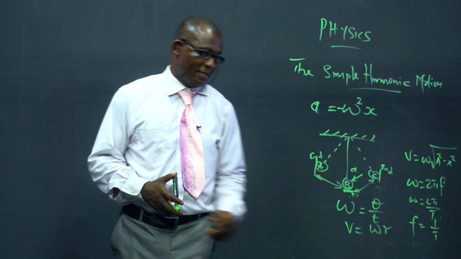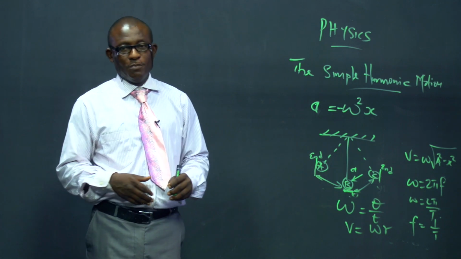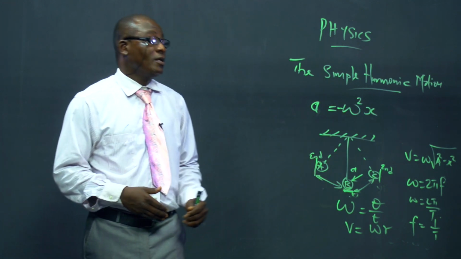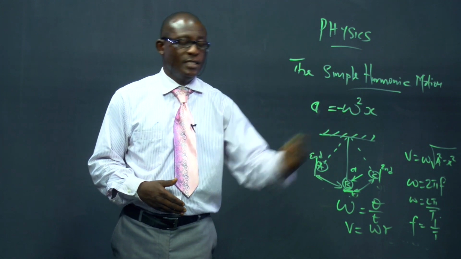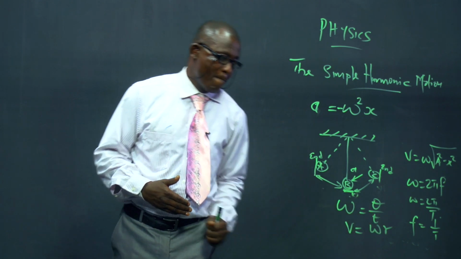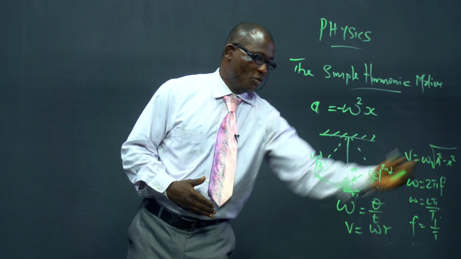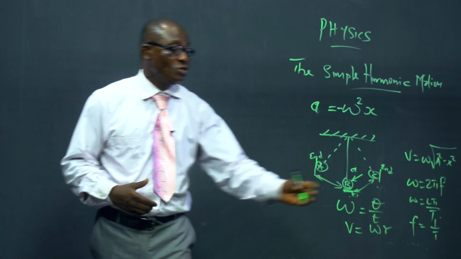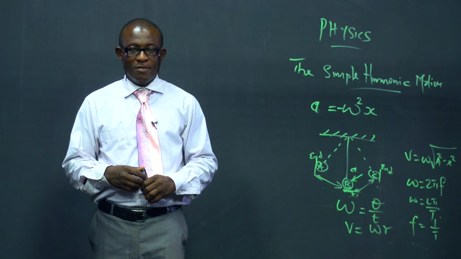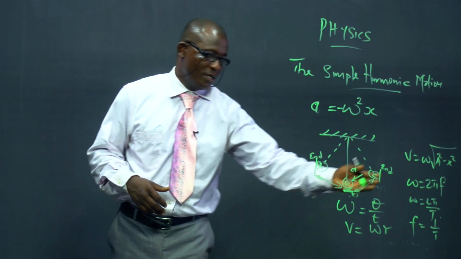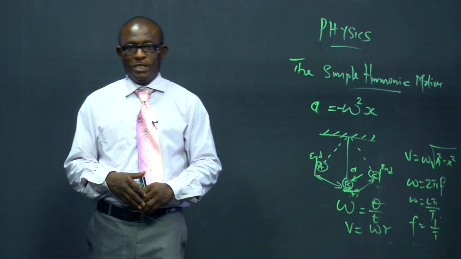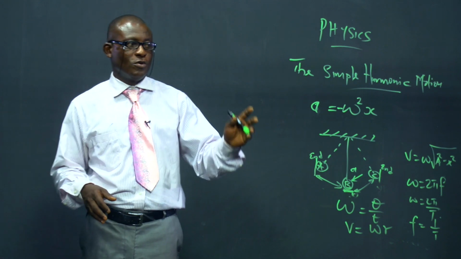So with this, we can attempt questions on simple harmonic motion. Definition: it is the periodic motion about a mean point, and acceleration is minus omega squared times x, which is the displacement, the velocity is omega r, and velocity is omega square root of a squared minus x squared, where omega is 2 pi f. F is the reciprocal of period, 1 over T. In other words, omega can be 2 pi divided by T. Now let's go to a standard question on simple harmonic motion.